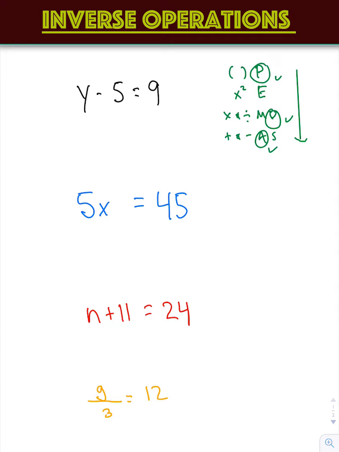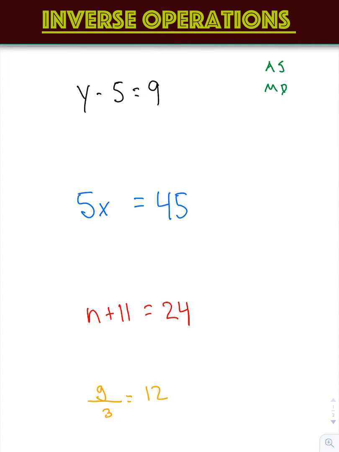So that's operation. Inverse, the word inverse just means the opposite. So inverse operations, we're going to write our order of operations backwards. So in this case, it's addition and subtraction, multiplication and division, exponents and parentheses.